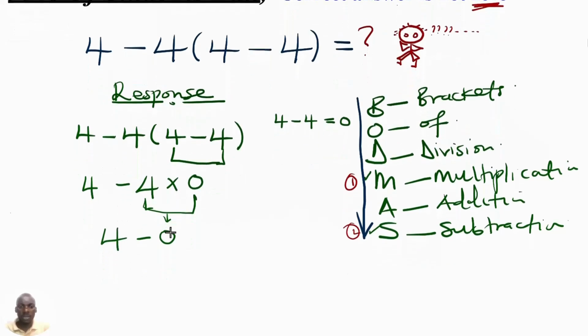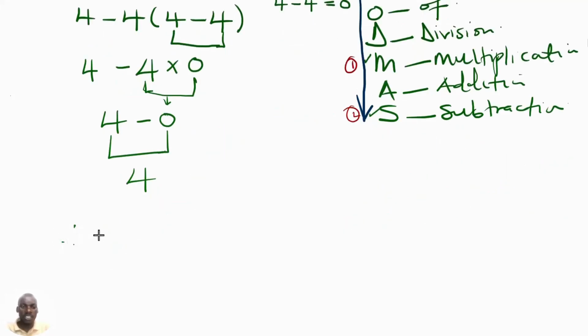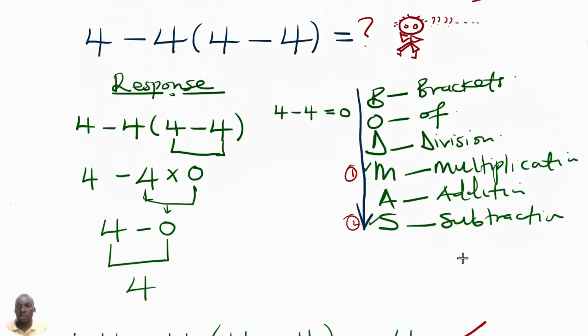In the next step, we have only one operation symbol, which is subtraction. We simply simplify by getting 4 take away 0 to give us the answer 4. So we are taking away nothing from 4. The result we get is 4. What does it mean? It implies that our expression, 4 minus 4 into 4 minus 4, equals positive 4. This becomes our correct answer for this math trick, but not 0.